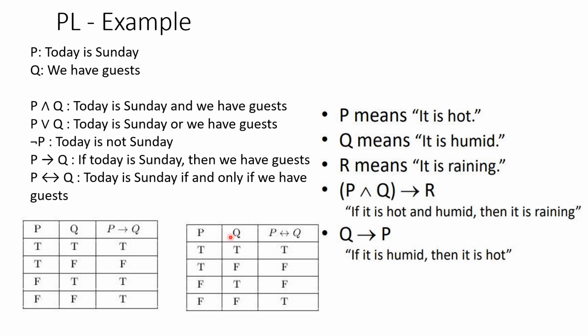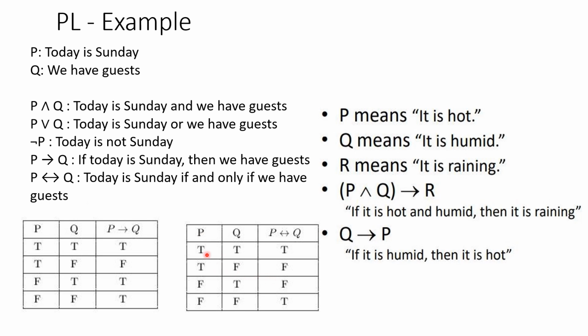Then we will see the biconditional, that is if and only if. So today is Sunday if and only if we have guest. If we have guest only, we can say that today is Sunday. So this means both directional: P implies Q and Q implies P. So either both are true or both are false.